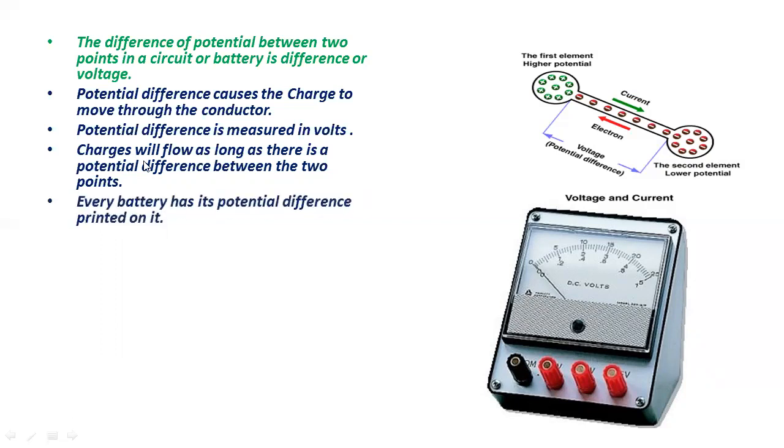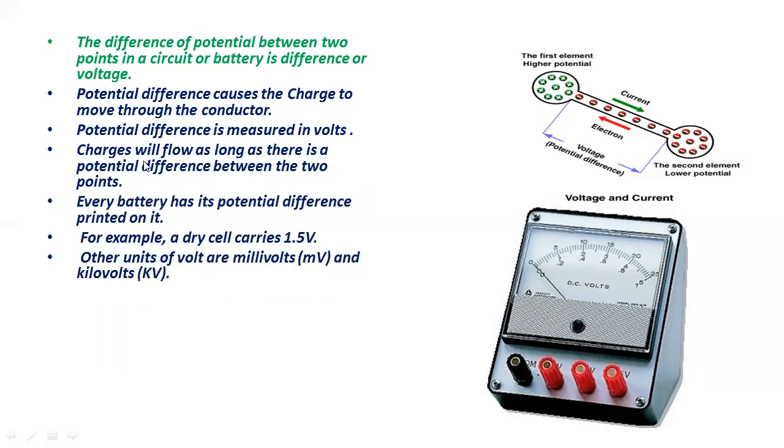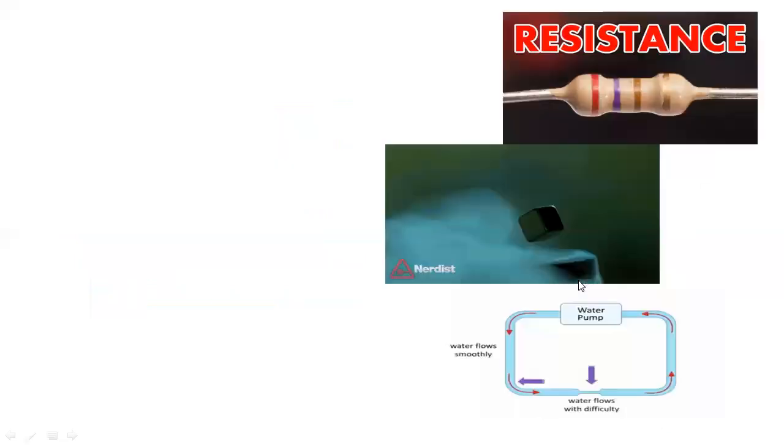Every battery has its own potential difference and it is printed on it. For example, a dry cell carries 1.5 volts, and other units of volts are millivolts and kilovolts. And the instrument which is used to measure the potential difference is called a voltmeter, which you can see in this image.